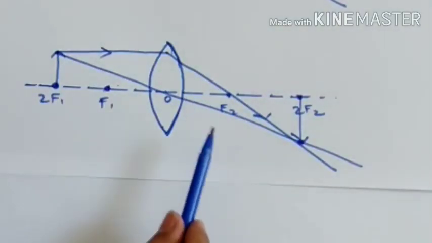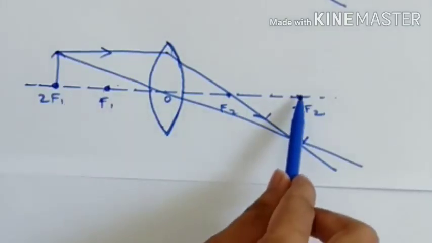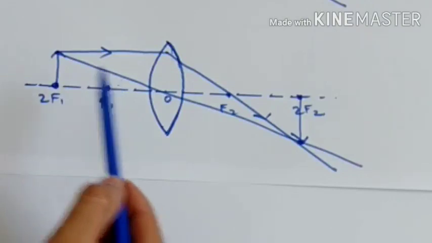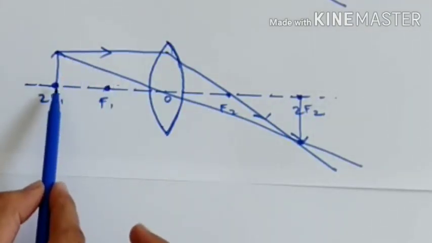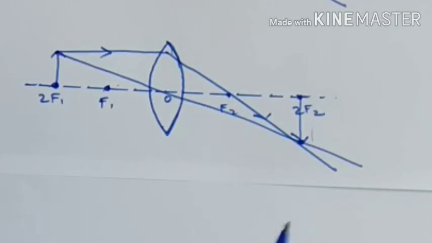So if the object is placed on 2F1, we get the image also on 2F2. I think this will remind you of the case of the concave mirror. In a concave mirror, if the object is placed on C, you get the image also on C. A similar kind of case, where if the object is placed on 2F1, the image is obtained on 2F2.